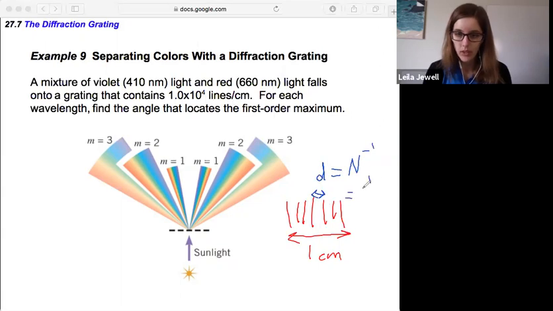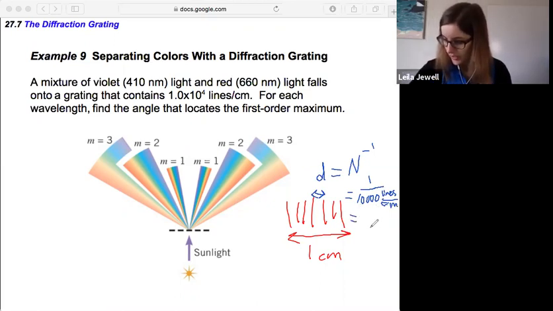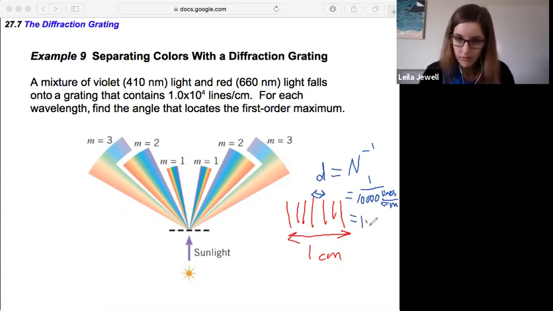So it would be 1 divided by, this would be 1 times 10 to the 4, which is 10,000 lines per centimeter. And so if we do that division out, then you should get that it is 1 times 10 to the minus 4 centimeters. So it's just flipped to a minus 4, but it is in centimeters.